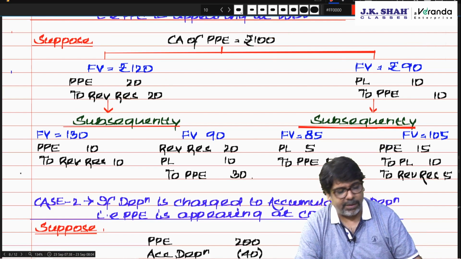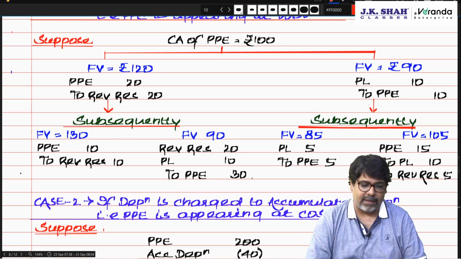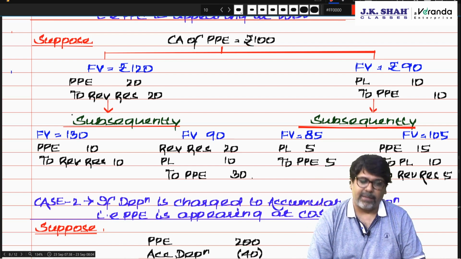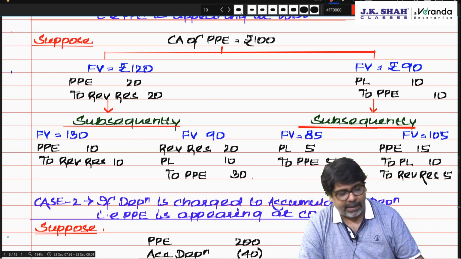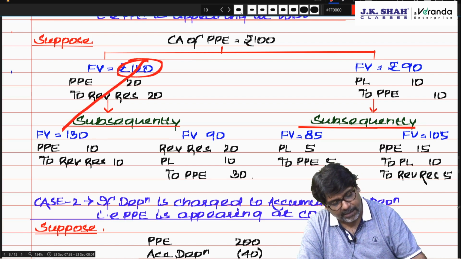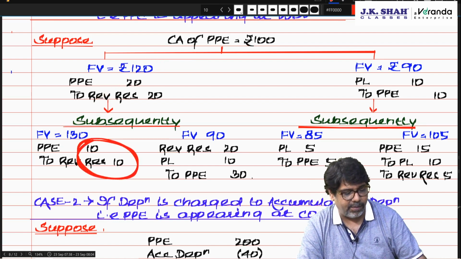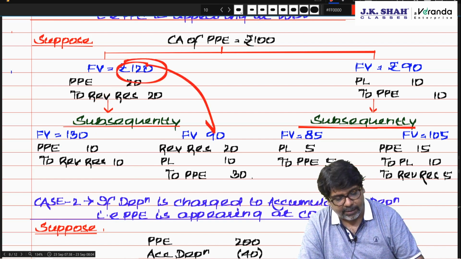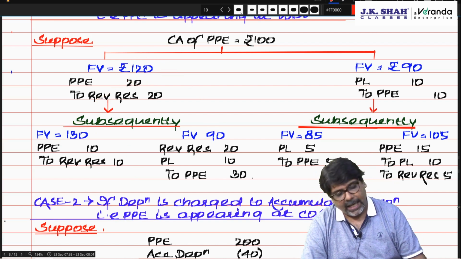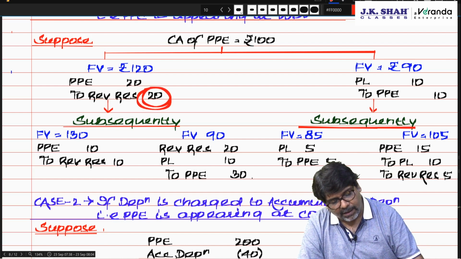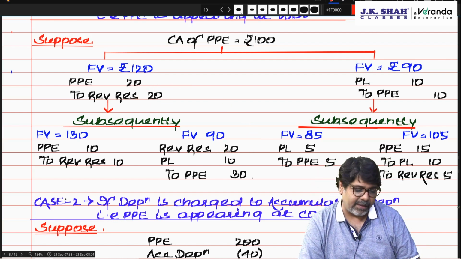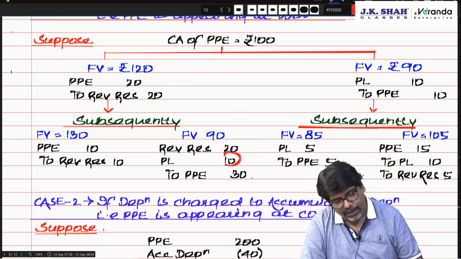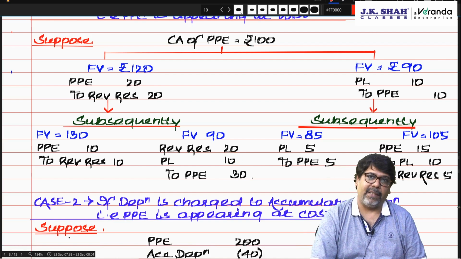So we transfer 20 rupees to revaluation reserve, that is OCI, non-reclassifiable. The increase we do not transfer to P&L because of the conservatism principle. Subsequently, if the fair value from 120 has become 130, then the additional 10 will also go to revaluation reserve. But if subsequently from 120 it became 90, it is decreasing by how much? 30. That 30 would first be set off with revaluation reserve to the extent of 20, because in revaluation we had 20. So 20 to revaluation reserve, the extra 10 to P&L, total 30 to PPE.